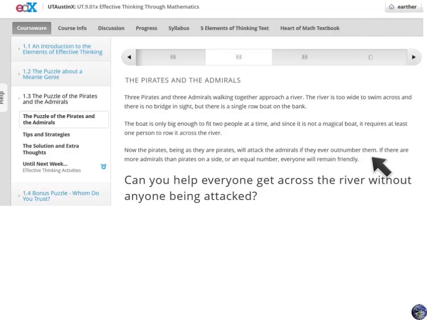Now, the pirates, being pirates, will attack the admirals if they ever outnumber them, but if there are more admirals than pirates on a side, or an equal number, everyone will remain friendly. So can you help everyone get across the river without anyone being attacked?